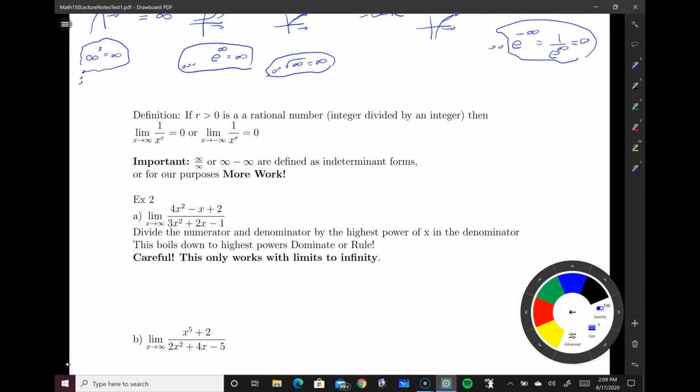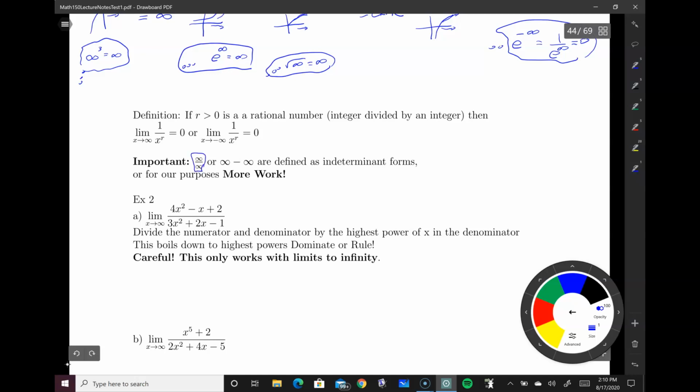So if I have r a rational number, and it's got to be positive, like 2/3 or 3/2, and it's in the denominator, right? If I have the x's in the denominator to this positive exponent, then I will have 0 as a result, whether it's positive or negative infinity. Okay, so this is important.